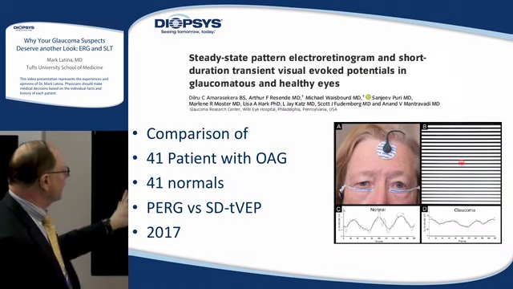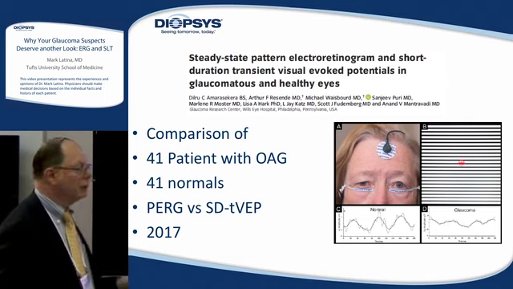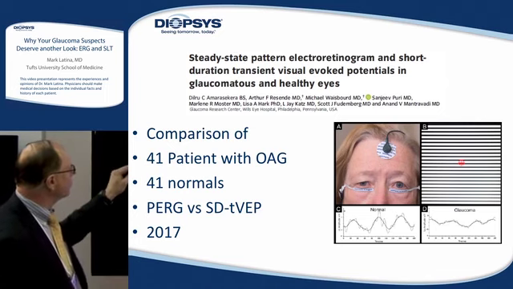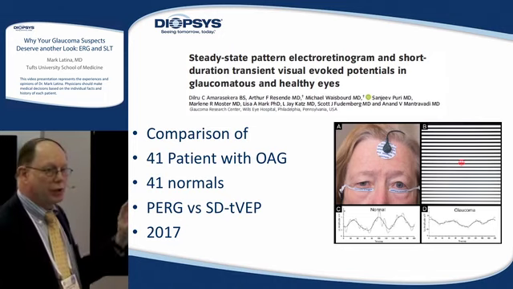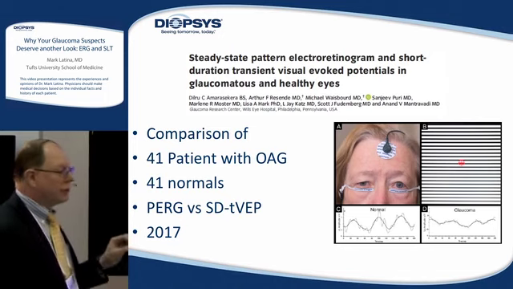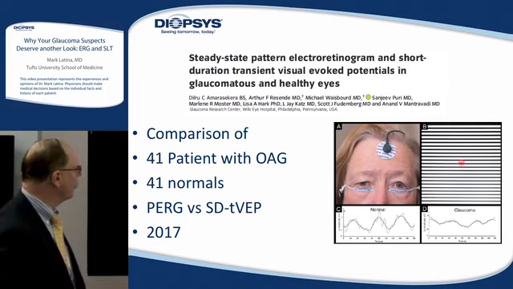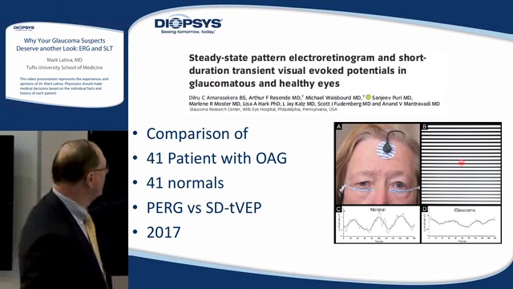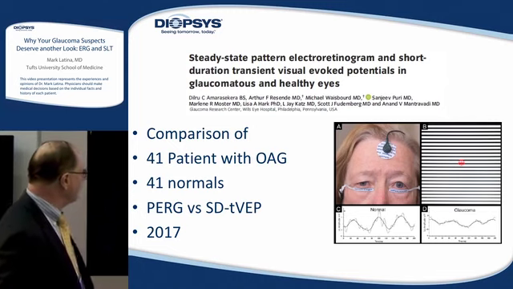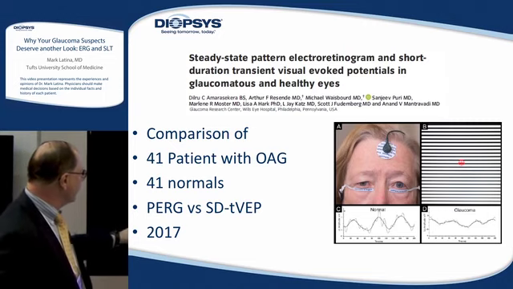So this is a study that just came out by Dr. Katz and coworkers at Wills, looking at steady state pattern ERG using the Diopsys system versus transient visually evoked potentials, which is the time domain portion using VEP, actually in glaucomatous and healthy eyes. They looked at comparison of 41 patients with OAG, 41 normals. They looked at PERG versus VEP, transient VEP.